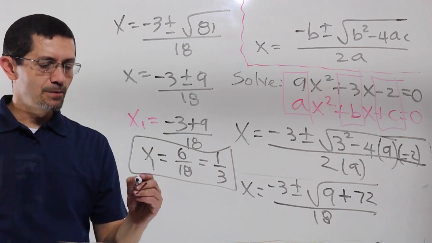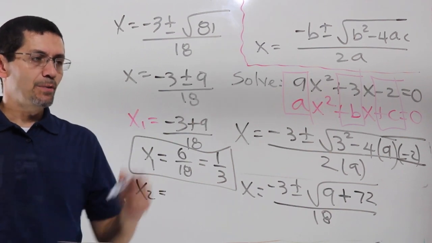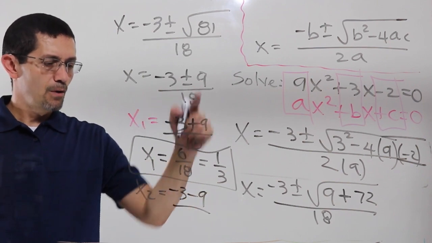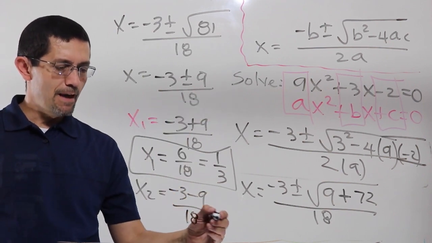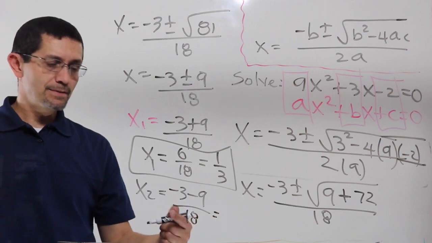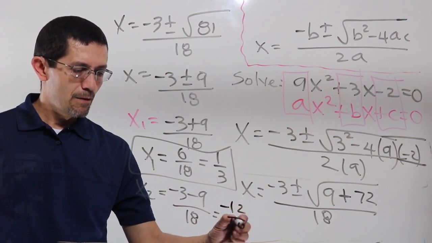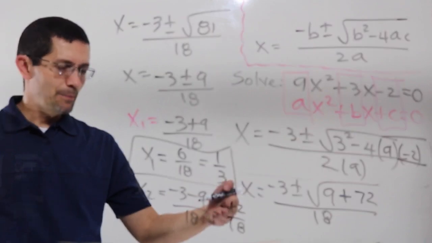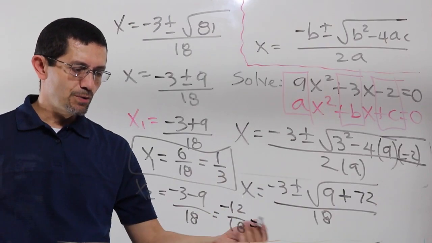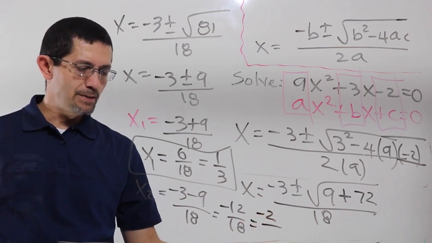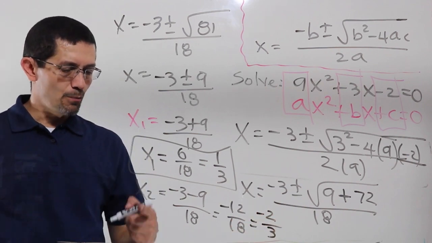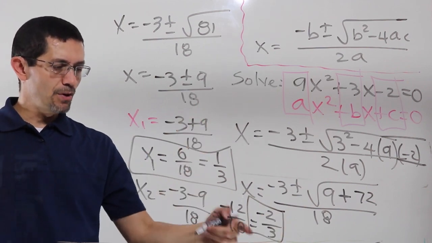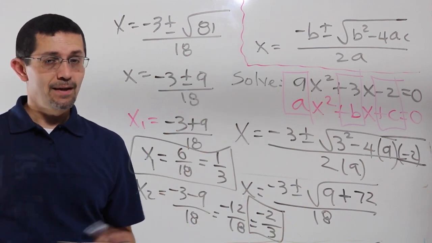Now my second answer, let's call that x2. I'm going to use the minus. So I'm going to have negative 3 minus 9 over 18. Negative 3 minus 9 is negative 12 over 18. Can I reduce that? Yes, by 6. Negative 12 divided by 6 is negative 2. 18 divided by 6 is 3. So my second answer is negative 2 over 3. One is 1/3 and the second one is negative 2 over 3. And that's how we solve it.